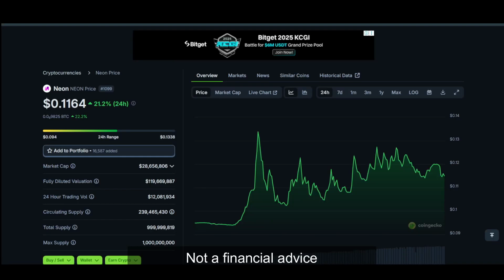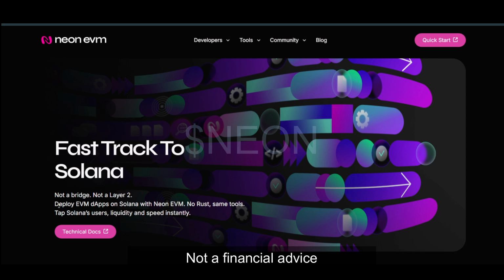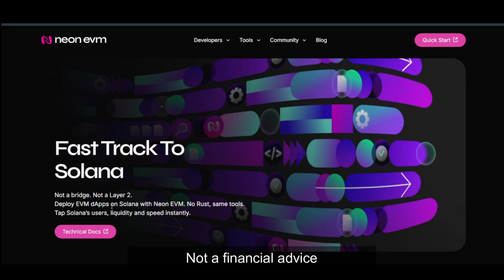So let's have a look at Neon EVM. Basically, this is what it does. It is not a bridge and not a layer 2. Basically, it lets EVM developers deploy EVM dApps on Solana with Neon tokens.